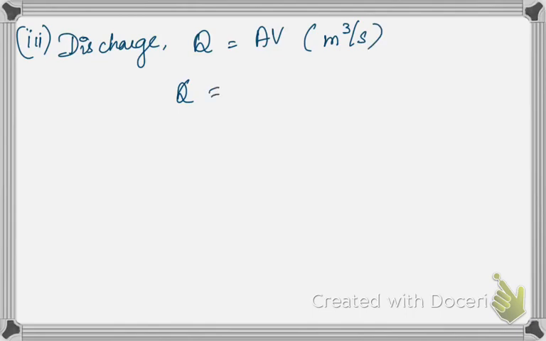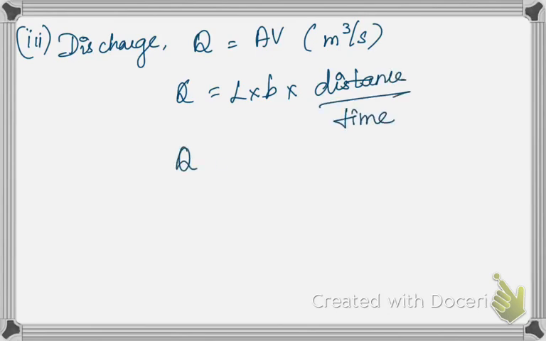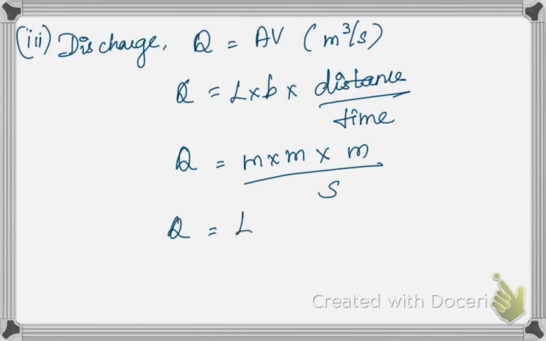So for area it is length into breadth, and for velocity it is nothing but distance by time, right? So for length and breadth we used to denote it by meter, distance is also meter, divided by time, right? So meter and all we'll denote it by length. It will come under the topic length. So length into length divided by t, which means L cube t power minus 1.